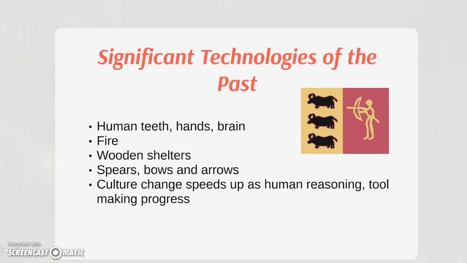Some significant technologies of the past included human teeth, hands, the human brain, fire, wooden shelters, spears, bows, and arrows. Culture change speeds up as human reasoning develops and tool making progresses. For example, in the late Roman period and the early medieval period, a major technological breakthrough was the invention of the stirrup. You would not think that something so simple as a stirrup on a saddle on a horse would be a significant technological development, but the whole culture of medieval jousting and knighthood depended on being able to hold oneself securely in a saddle and not get knocked off, and to do that required a stirrup.